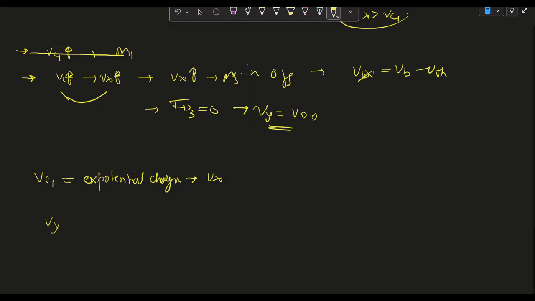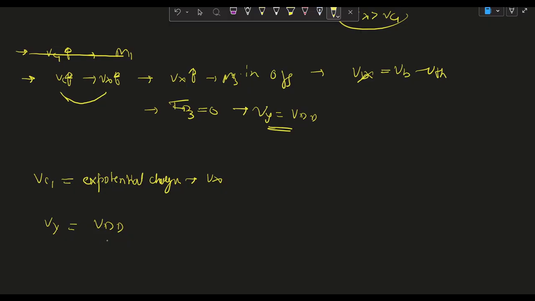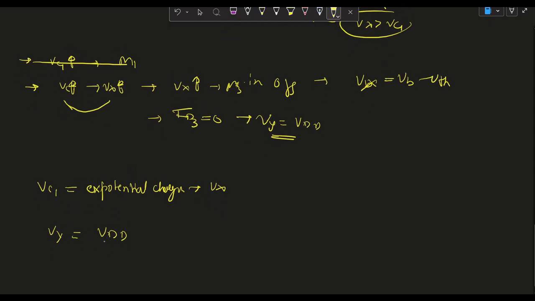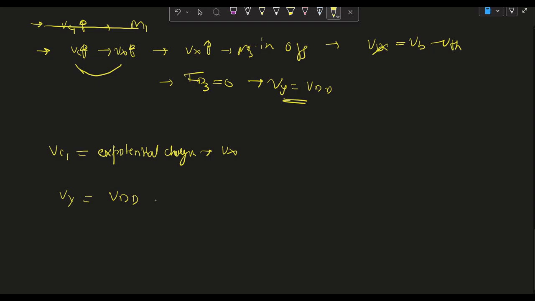But for Vy, for t less than 0, it is at VDD. But at the instant the MOSFETs M1 and M2 come into saturation, as the current hits at t equals 0, there is some finite voltage drop.